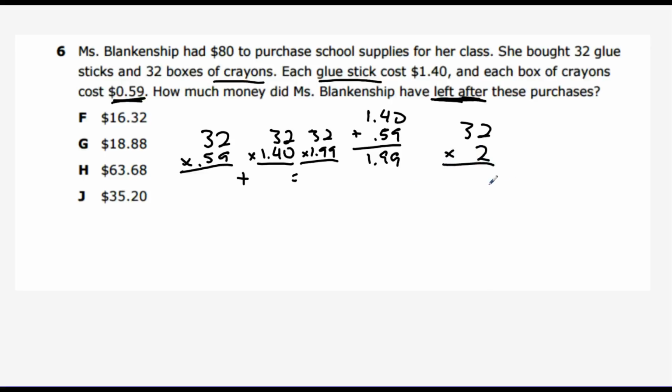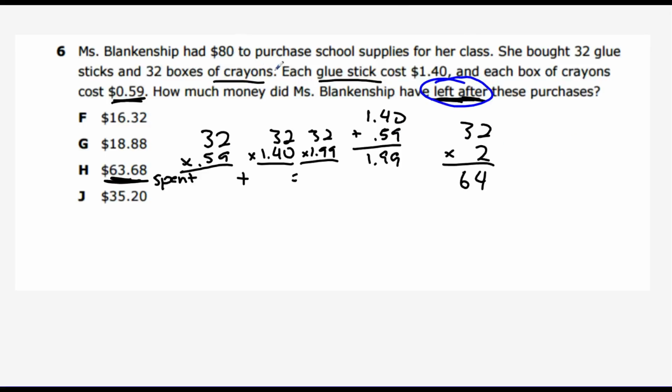She's going to donate the change to charity. 32 times 2, that's 64. So she spent a little bit less than $64, which is this answer here. We're not going to pick it though. So this is how much she spent, which is not the question. The question is how much did she have left over?